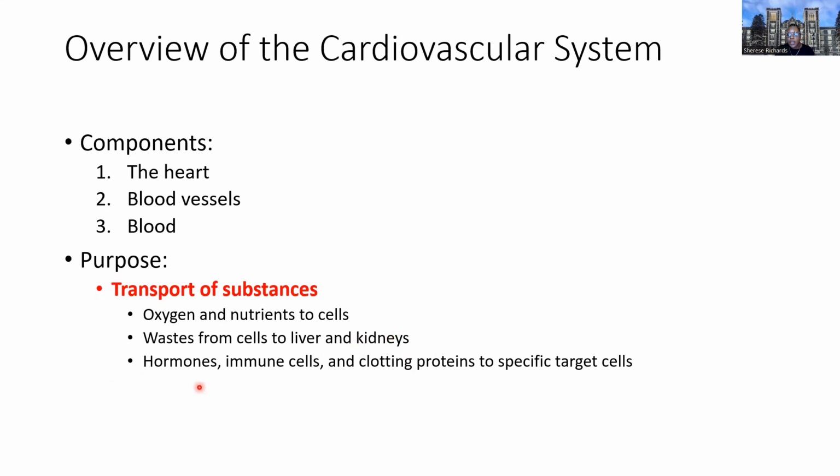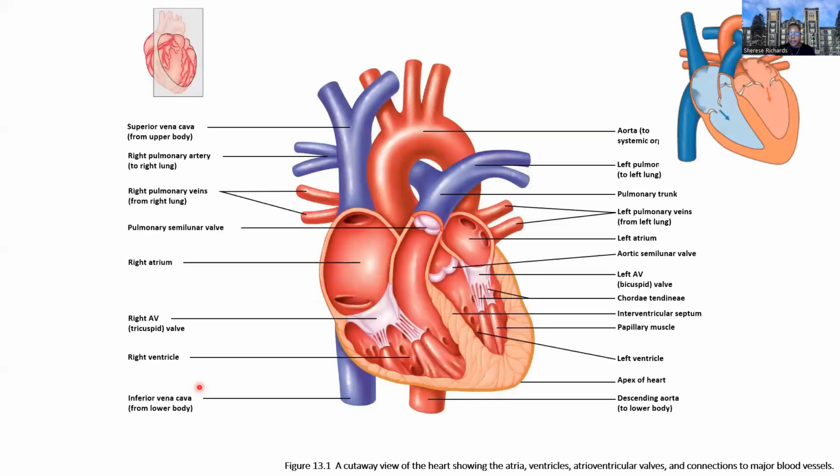Hormones, immune cells, clotting proteins that are going to specific target tissues or cells in the body can also use the blood as a highway to transport from one point to the other. And we saw this when we looked at the endocrine system, for example, when hormones are released from areas in the brain, they are then sent into the blood to be dispersed to various target organs. So this is just an example of the many different substances that can be transported in the blood.